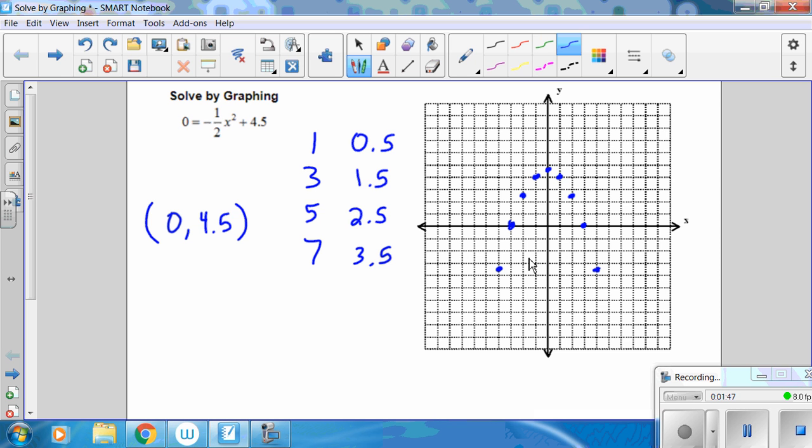We don't need to. Now, since all this equals 0, the solution is where it crosses the x-axis. And it crosses the x-axis at negative 3 and positive 3. So your solution, x equals positive and negative 3.